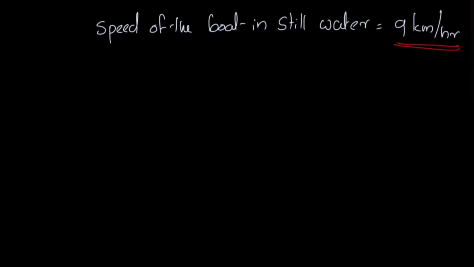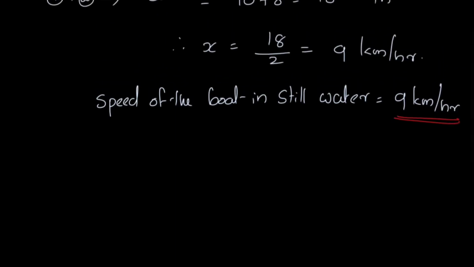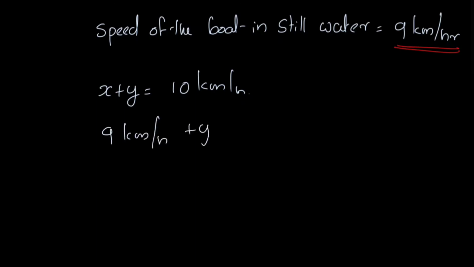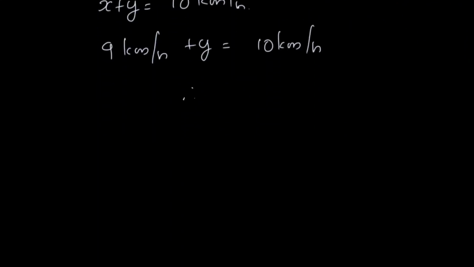Next, subtract, equation 1 minus 2. There is no need of subtraction. Here it is given that x plus y is equal to 10 kilometers per hour. So substituting x with 9 kilometers per hour, 9 plus y equal to 10 kilometers per hour. Therefore y is equal to 10 minus 9 equal to 1 kilometer per hour.